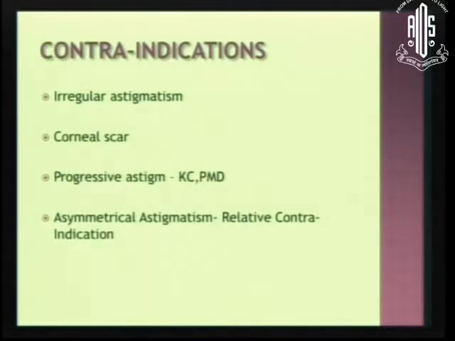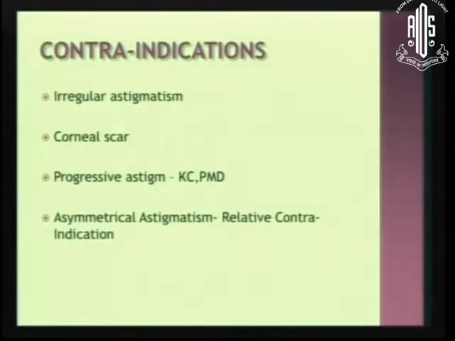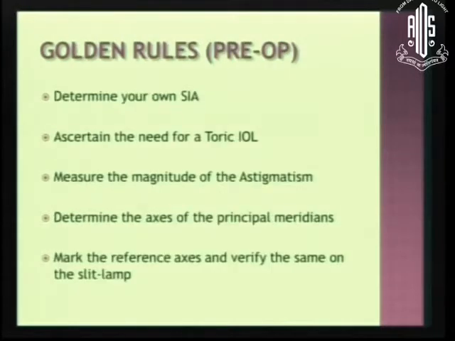Let us see. First and foremost, remember that if you have a patient with an irregular astigmatism, a corneal scar, or a progressive astigmatism like a keratoconus or a pellucid marginal degeneration, he is a contraindication for this toric IOL. The first thing that you need to do is determine your own surgically induced astigmatism, ascertain the need for a toric IOL, measure the magnitude of the astigmatism, and we're going to see how important that is, determine the axis of the principal meridians, and mark the reference axis and verify the same on the slit lamp.